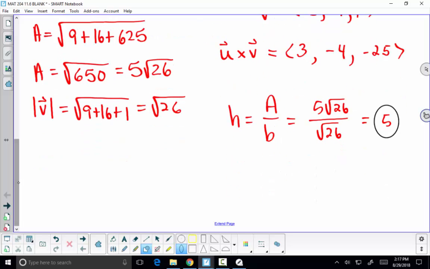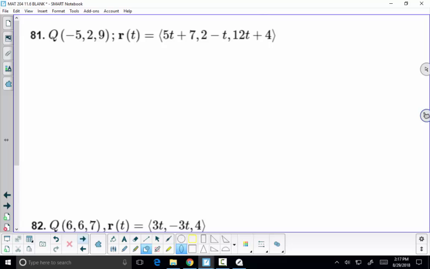All right, you ready to try one of those ones? Try it out. Find the distance between Q and line R.